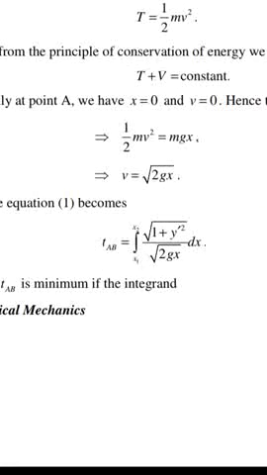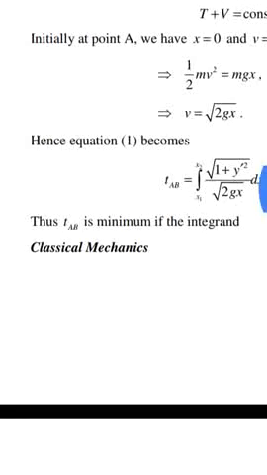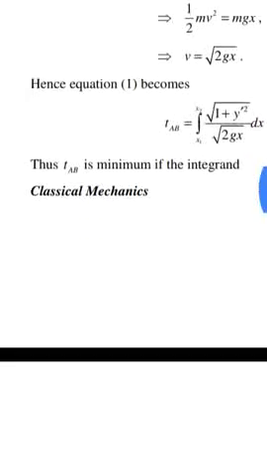Hence, the constant is 0. Therefore, 1/2 mv² is equal to mgx, and v is equal to √(2gx). Therefore, t_AB is equal to the integral from x1 to x2 of √(1 + y'²) divided by √(2gx) dx.